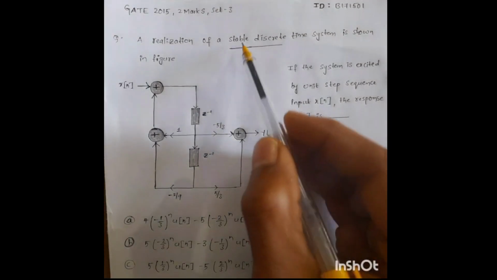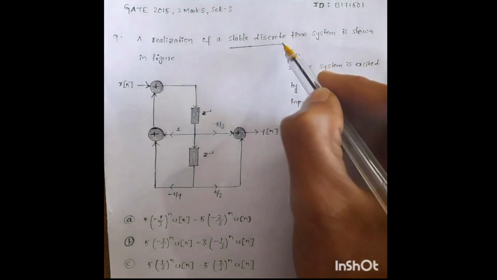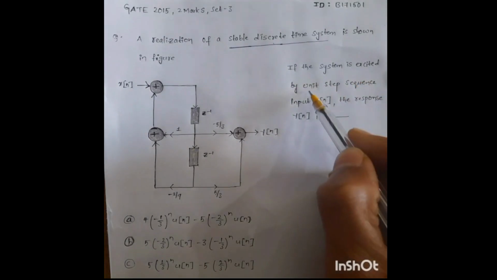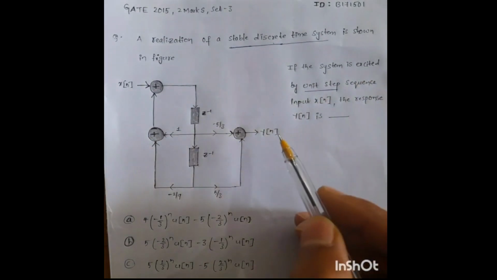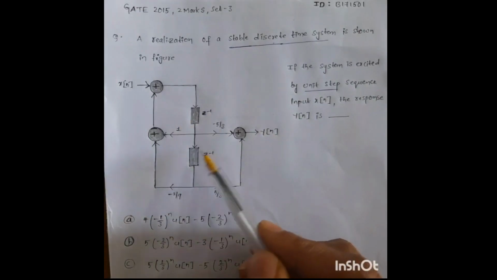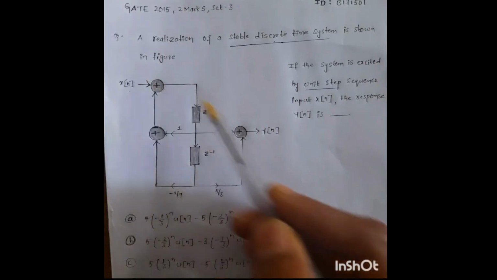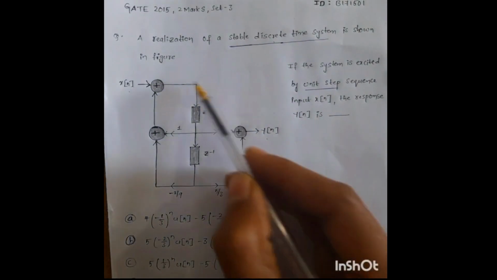Given in the question that it is a stable discrete time system. So stable discrete time system and the input is unit step. So these are the things that we have to observe. So here in the figure or in the structure, it is input x of n, that is unit step, and here is the output or response we can say. Now it is the system.